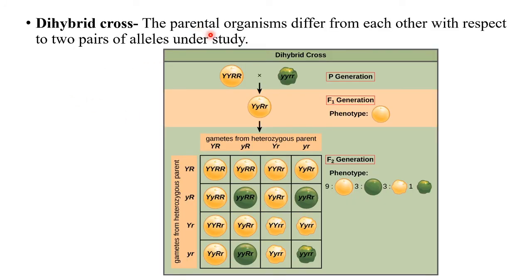In a dihybrid cross, the parental organisms differ from each other with respect to two pairs of alleles under study. Here the scientist will consider two characters at a time. Just like in this example, yellow cotyledon color and round seed shape are the dominant characters. Here green and wrinkled seed are the recessive characters. So two pairs of characters are considered in the dihybrid cross, that is called a dihybrid cross.